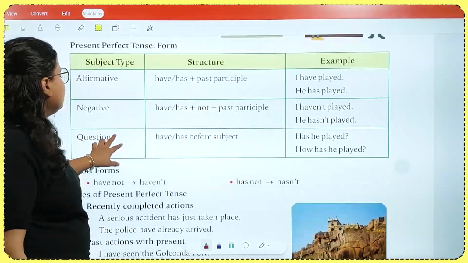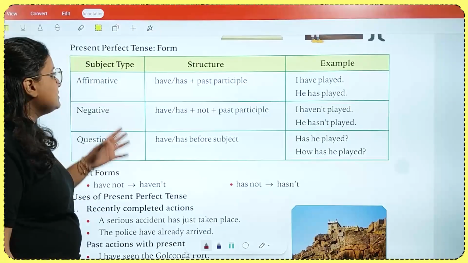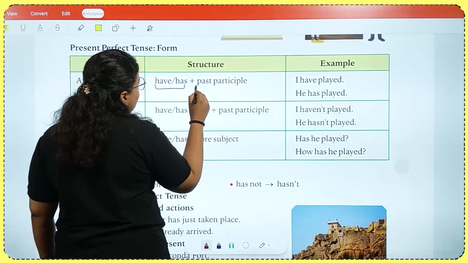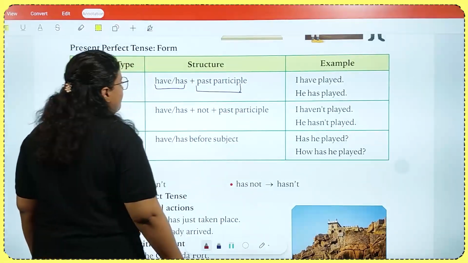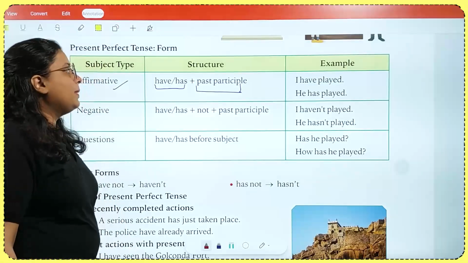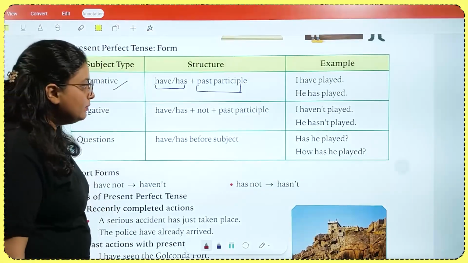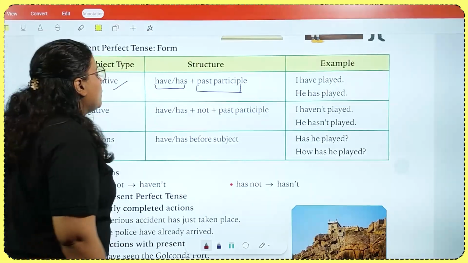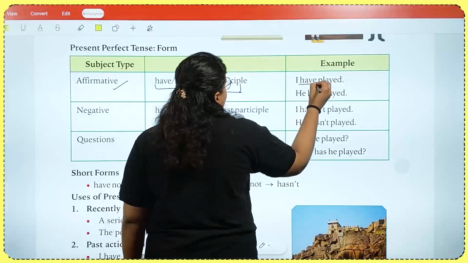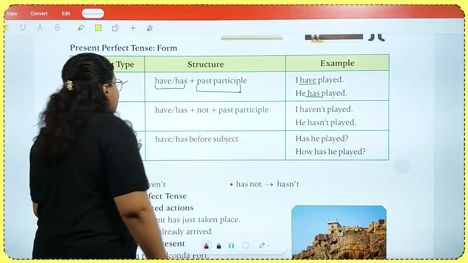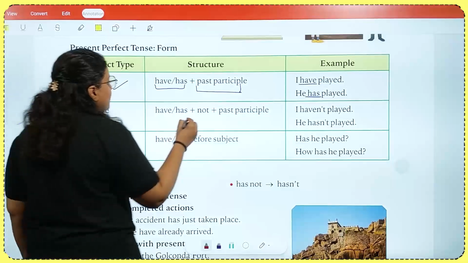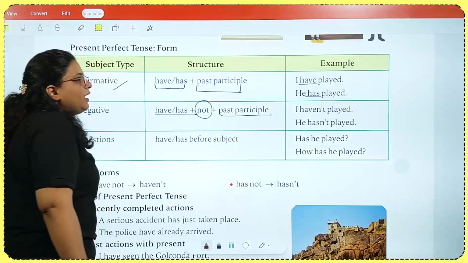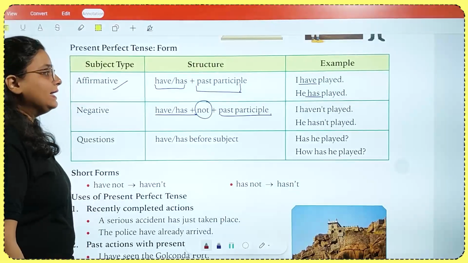So here present perfect में sentence का form क्या रहता है? अगर affirmative sentence है तो has have लगाइए subject के हिसाब से और past participle. ठीक है? Past participle form of the verb will be used. I have played. He has played. Okay, according to the subject, you will use have or has. Negative होगा तो क्या करना है? बस not add कर देना है between the verb and has have. I haven't played. He hasn't played.